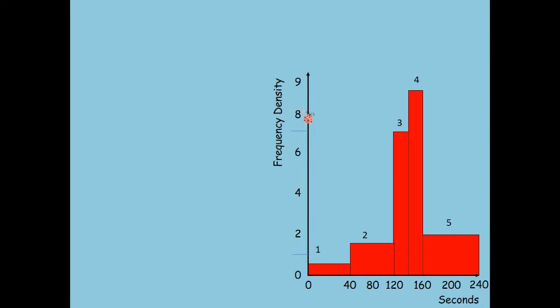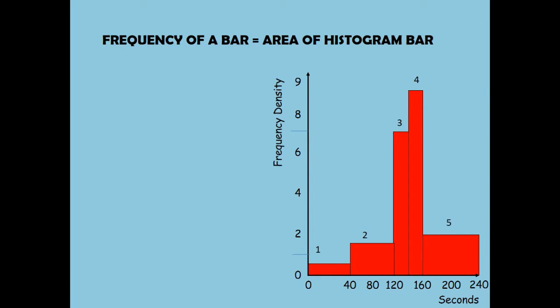The reason why we have an axis called frequency density is because visually the bars within the histogram are able to represent the frequency correctly. This is because to find the frequency of any of the bars, you just need to find the area of each of the respective bars to find each of the respective frequencies. What I'd like you to do now is copy this key equation down. Frequency of a bar equals area of histogram bar.